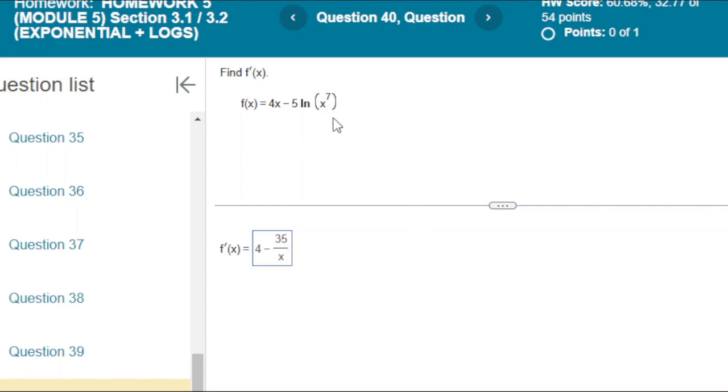Okay, you might need to write that one out, but the idea, again, is you use the power rule to bring the 7 out front. So the 7 multiplies by the 5 to get 35.